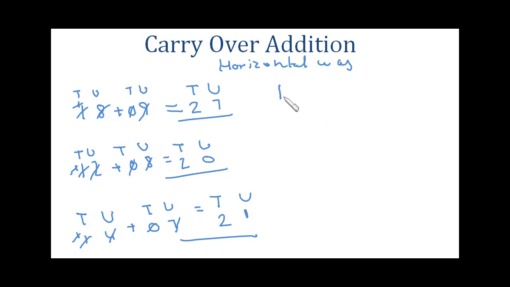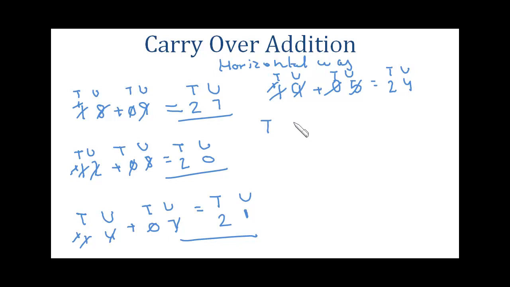Now we can take one more. Suppose we have 19 plus 05, tens and units. 5 plus 9 equals 14. 4 and 1. So this is 0, 1 and 2. So that's 24. Right?